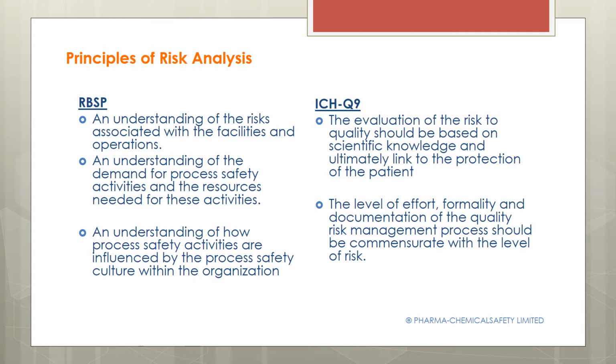And they need to understand what the resources are to perform those activities. That includes engineering, production, QA, quality assurance, QC, quality control. The last one is understanding how process safety activities are influenced by the process safety culture. It's the same for ICH-Q9. It depends on how your GMP culture is being established, your quality system is being established, the level of understanding of that process through the entire organization.